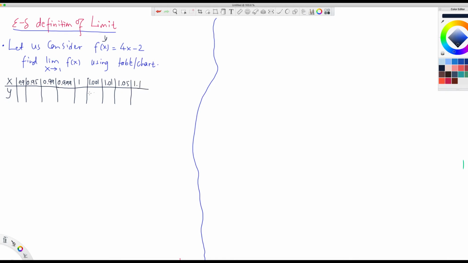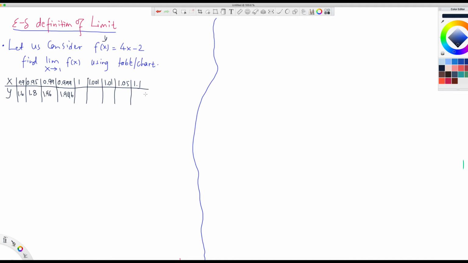I am basically getting close to 1 from the left and the right side, and I want to find the height. The height is 1.6 at 0.9. You can put this in a calculator and see. At 0.95 you'll get 1.8. At 0.99 you'll get 1.96. At 0.999 you'll get 1.996. You see that? When you get to 1 from the left side, your y value, or the height of the function, is getting close to 2, because it is 1.6, 1.8, 1.96, 1.996, and so on.